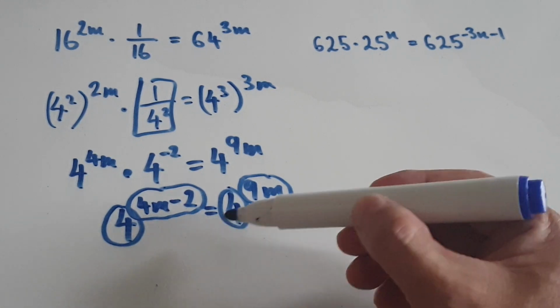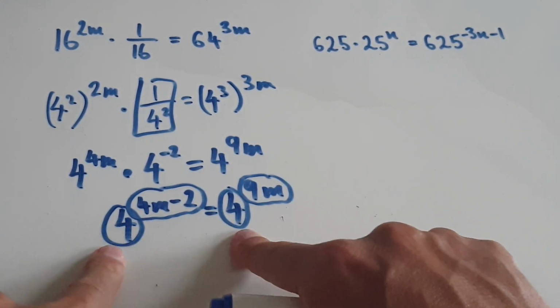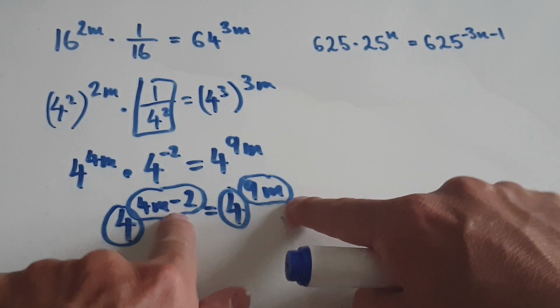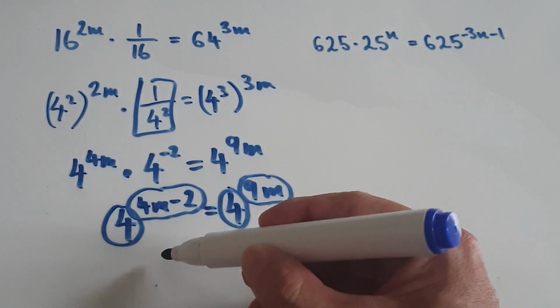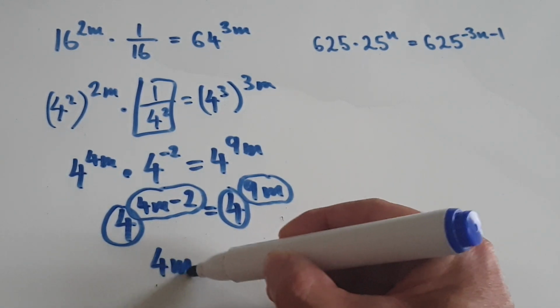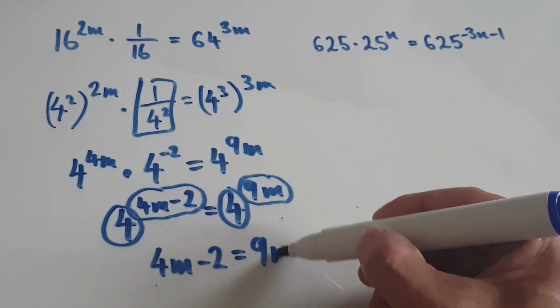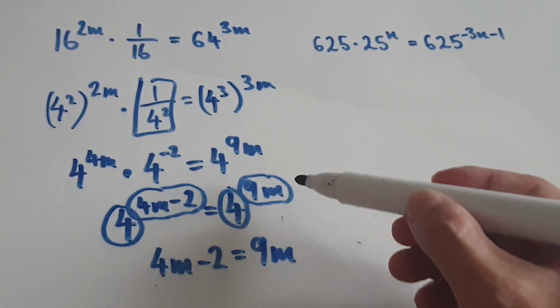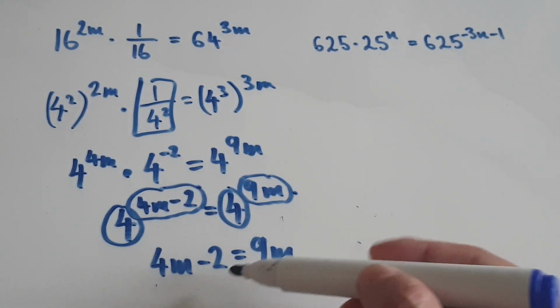So you can now jump to, well, the left-hand side equals the right-hand side. The two 4s are the same, so that means that these two bubbles must be the same for the two sides to be the same. So you can jump to 4m minus 2 equals 9m. Well, this bubble must be the same as this bubble. So it's just a matter of solving for m now.